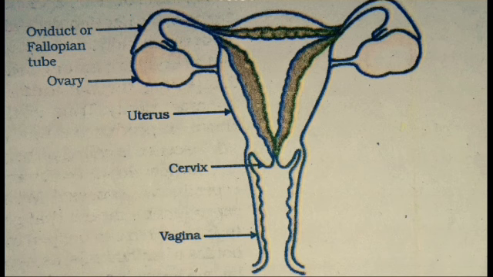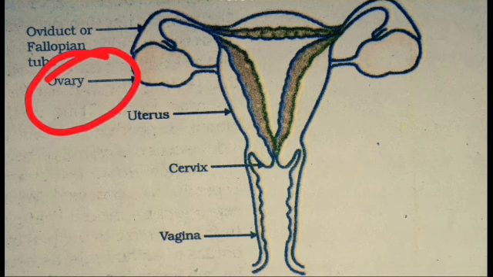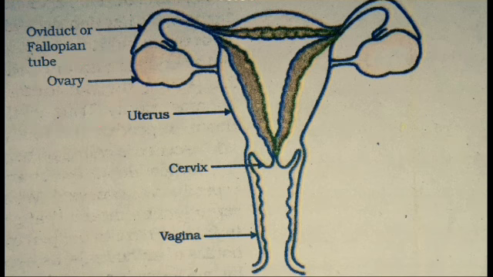The female reproductive system consists of several organs. There are a pair of ovaries in the female reproductive system, which contain the immature egg cells. Then comes the oviduct or the fallopian tube.